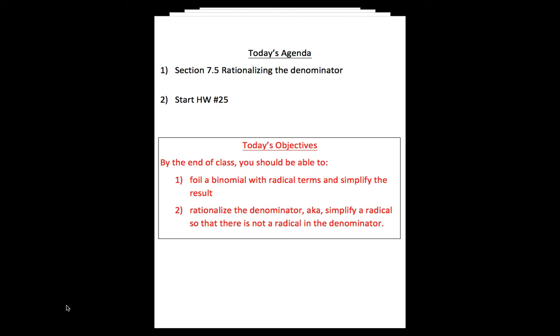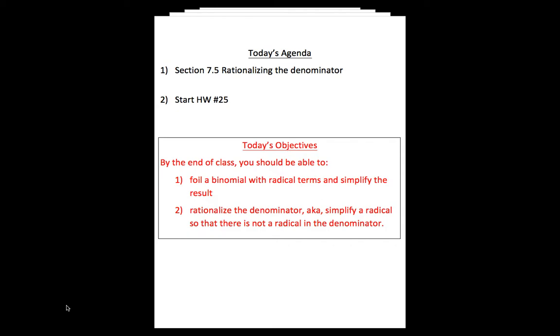Alright, gentlemen, so today we're going to be looking at section 7.5, which deals with multiplying expressions containing radicals. I know that you have some experience with multiplying with radicals, so our focus primarily today will be how to use the idea of multiplying with radicals to do what's called rationalizing the denominator. And what that means is to get rid of any radicals that are in the denominator of a fraction.